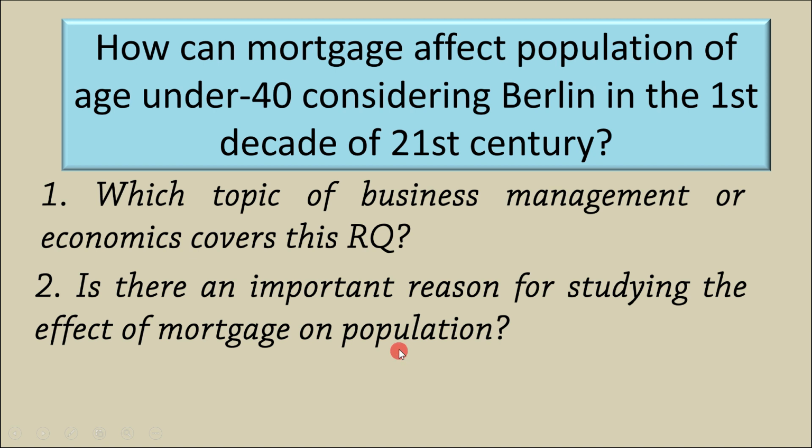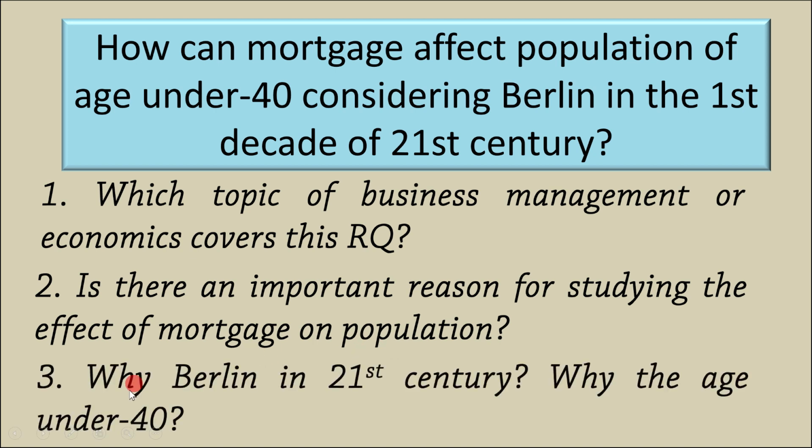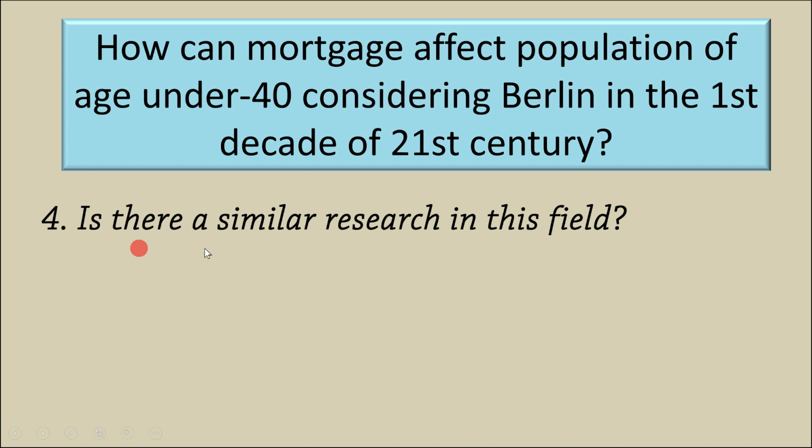Why didn't, for example, you concentrate on the geographical properties of the land on population? Why mortgage? Number 3, why Berlin in the 21st century? Why the age under 40? Why didn't you concentrate on the age, for instance, under 50? Why?